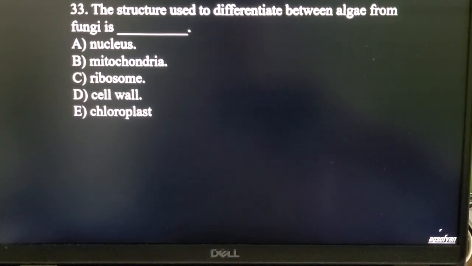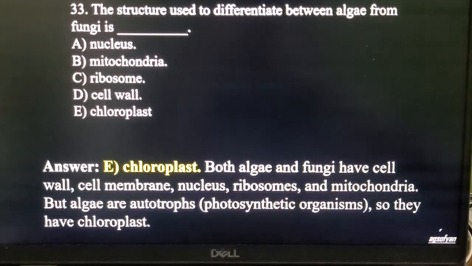Okay, number 33. The structure used to differentiate between algae and fungi is nucleus, mitochondria, ribosome, cell wall, or chloroplast. Choose your answer. Yes, the answer should be chloroplast. Remember, algae and fungi both have a cell wall, so you cannot use the cell wall for differentiation, at least for general differentiation.